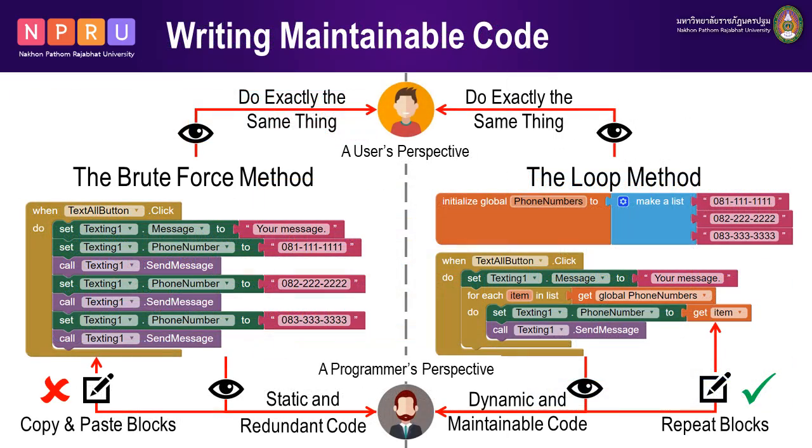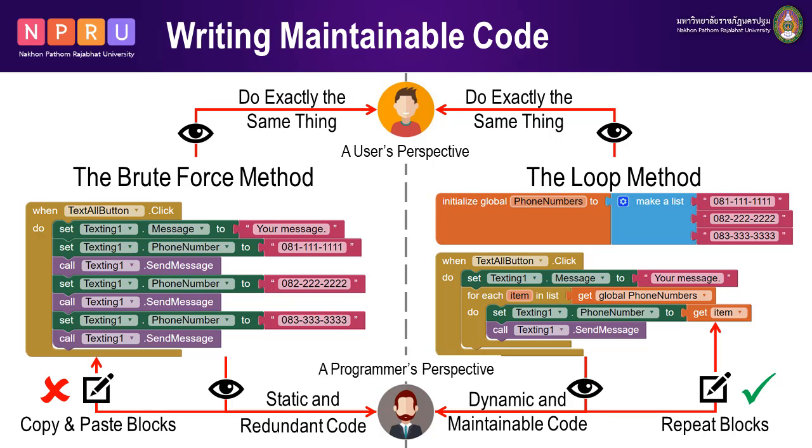In this section, we learn about maintainable code. To the app user, the for each solution just described behaves exactly the same as the brute force method of copying and then pasting the texting blocks. From a programmer's perspective, however, the for each solution is more maintainable and can be used even if the data, the phone list, is entered dynamically. Maintainable software is software that can be changed easily without introducing bugs.